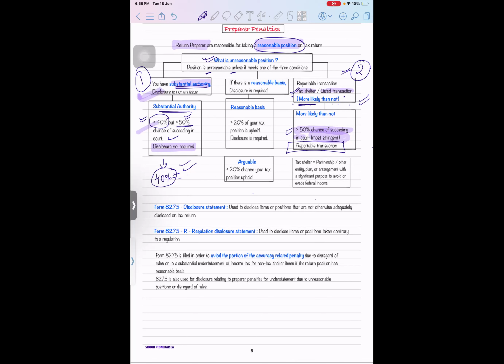And the third one is, if there is a tax planning strategy, it should be reported, even though there is more than a 50% chance of succeeding. So it should be reported. Now the second one, mostly the questions will be based on this. What it is saying is, if you have a reasonable basis, then disclosure will be required. Now, I remember one example.